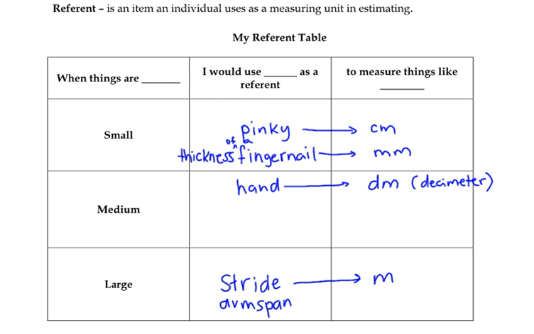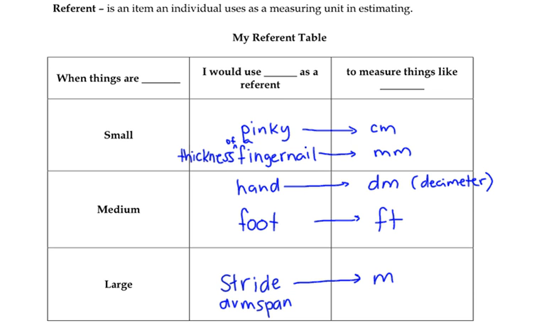Okay, what else could be medium? We didn't mention your foot. Your forearm would be kind of the same as your foot, right? Your foot or your forearm. And what measurement is that? A foot. So convenient, hey?